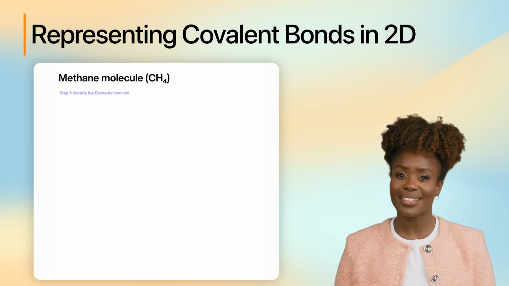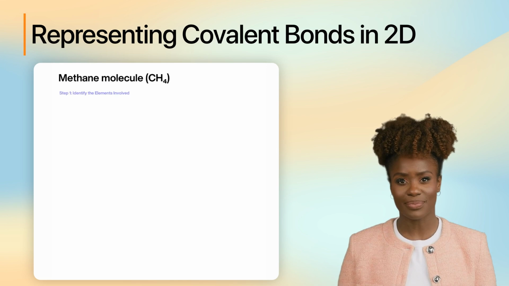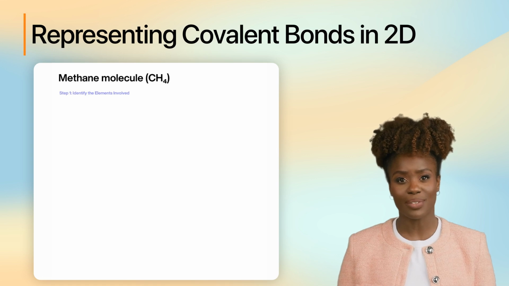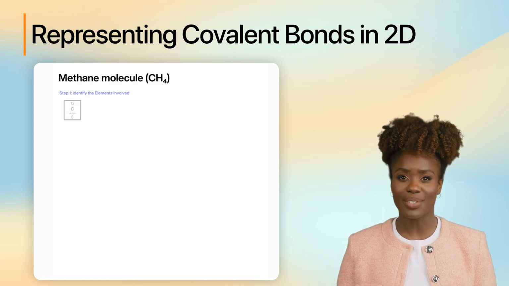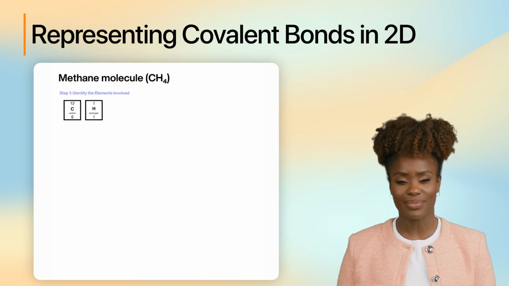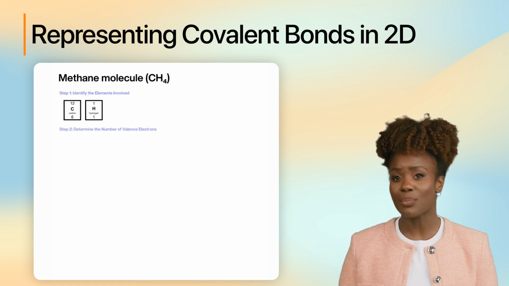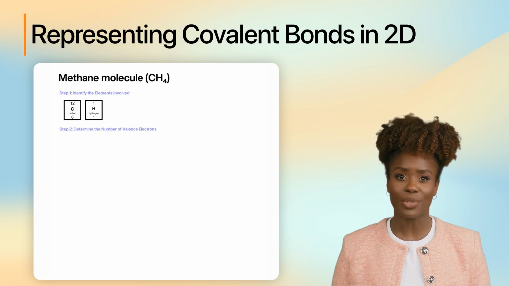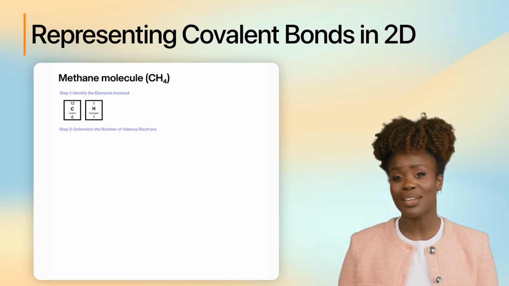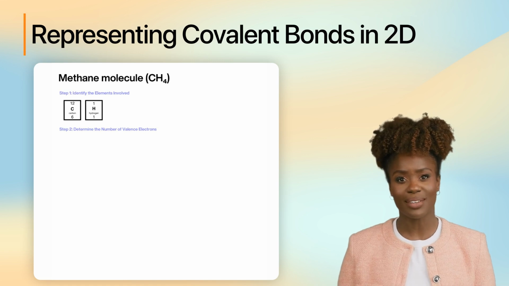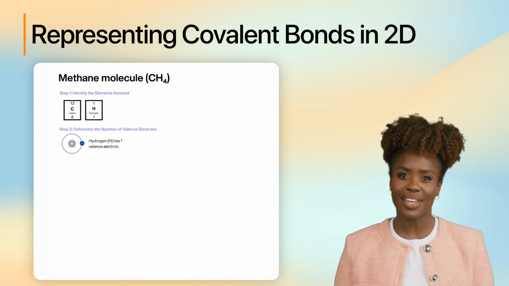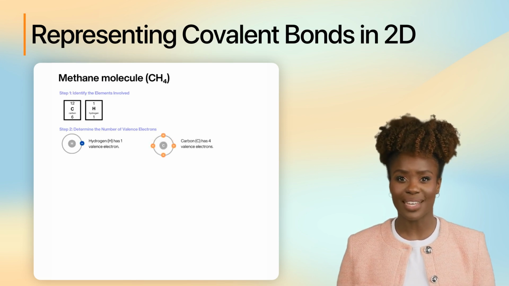Step 1. Identify the elements involved. Start by identifying the elements involved in forming the covalent compound. We have carbon, C, and hydrogen, H. Step 2. Determine the number of valence electrons. Identify the number of valence electrons for each element. This will help us understand how the electrons will be shared. Hydrogen, H, has 1 valence electron, and carbon, C, has 4 valence electrons.